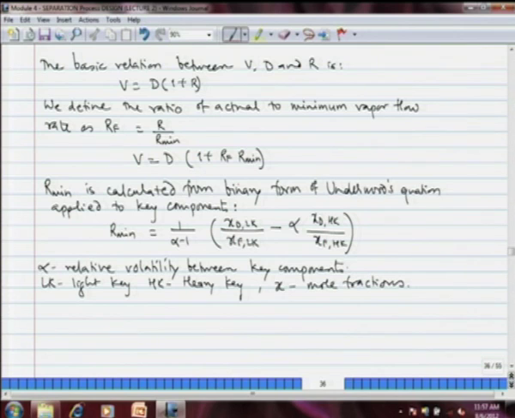R minimum is then calculated from the binary form of Underwood's equation applied between key components. So, R minimum is equal to 1 divided by alpha minus 1, into x_d,LK divided by x_f,LK, minus alpha into x_d,HK divided by x_f,HK. Now, this equation for R minimum is derived by solving simultaneously the equation for the operating line in the enrichment section, in the stripping section, and the Q line, the quality feed line. Again, this is covered in the course of mass transfer, so I do not cover it here.